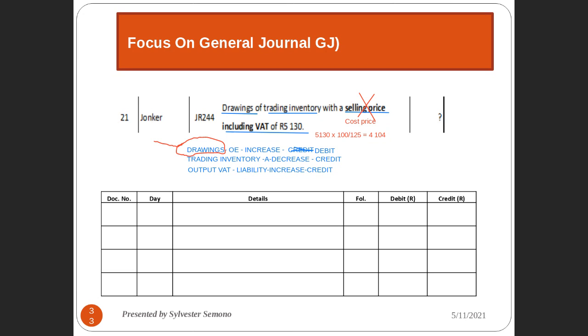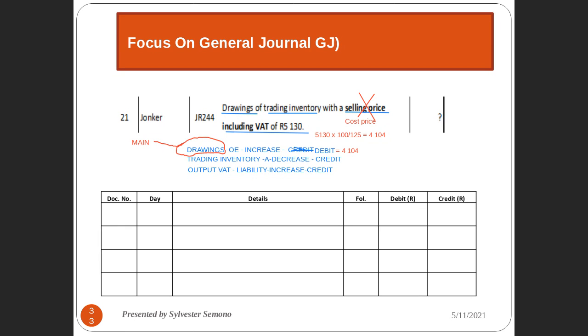Okay, drawings is the main account. And you know the reason why we must know the main account? Because the main account is the account that is going to absorb the whole amount with VAT. So I know already my drawings will be 4104. Why? Because that 4104 is including VAT. Can you see now the importance of knowing the main account?